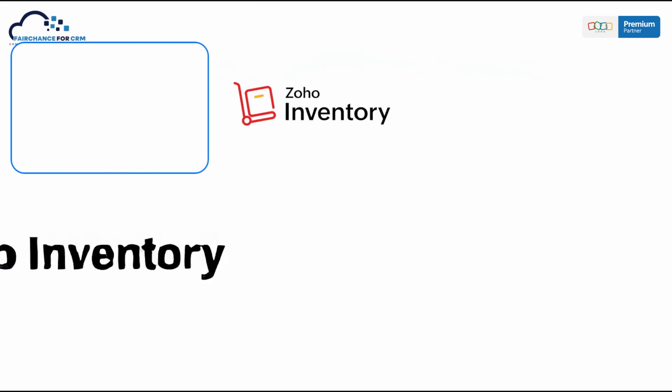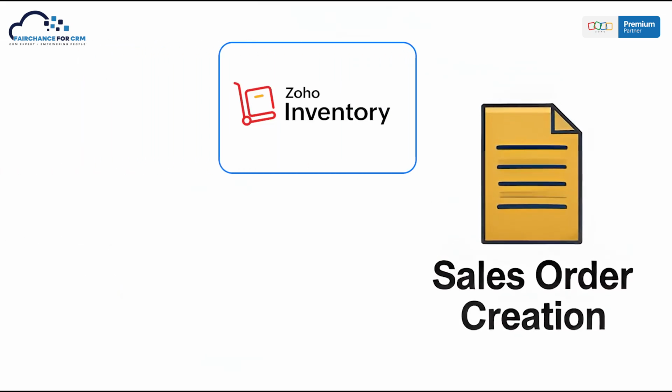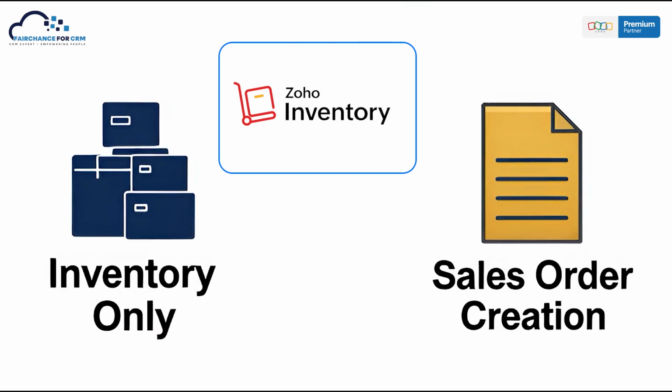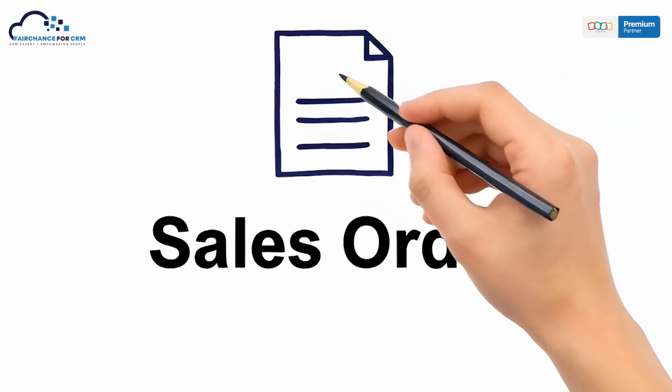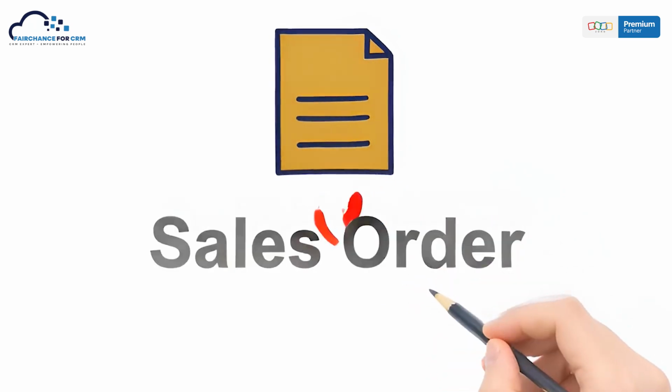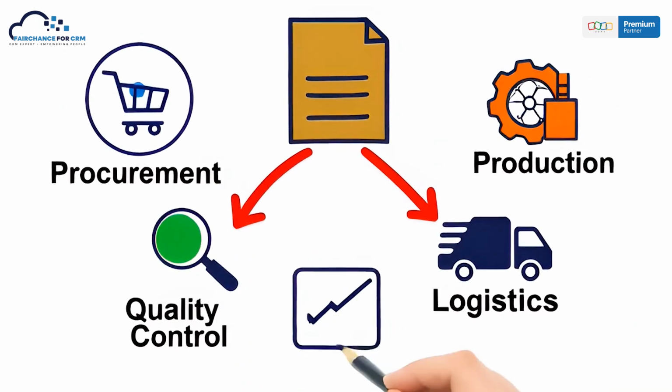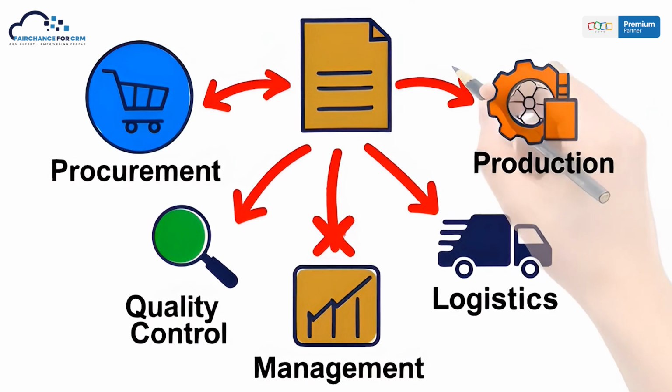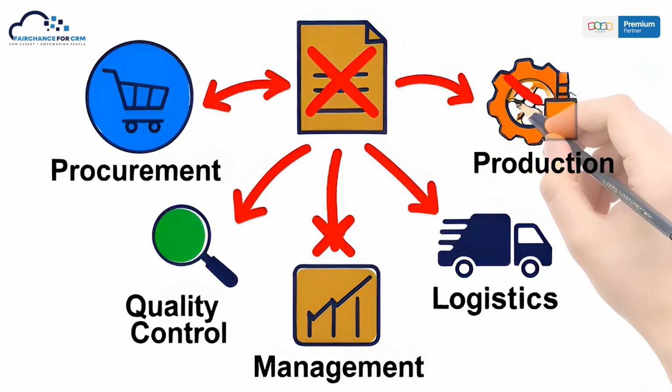Before implementation of the solution, the company was using Zoho Inventory primarily for sale order creation. Once a sale order was generated, the team had to manually communicate and share order details with multiple departments, including procurement, production, quality control, logistics, and management.